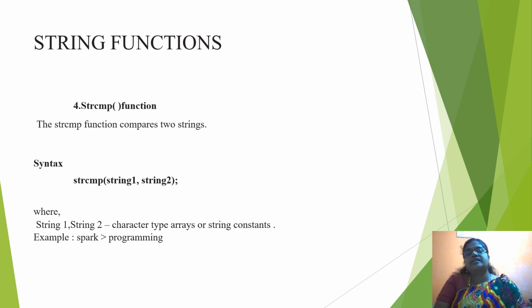The next one is the string comparison function. It compares two strings: strcmp(string1, string2). String1 and string2 are character arrays or string constants. Example: spark is compared with programming, which means these two are not equal to each other.